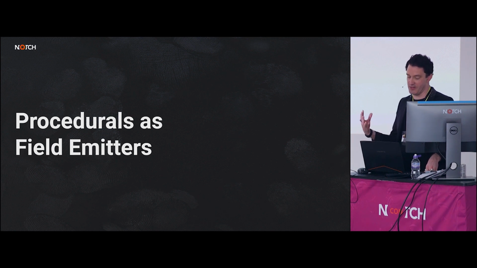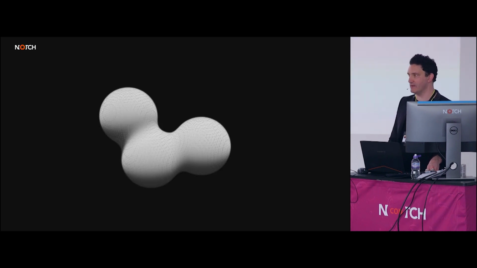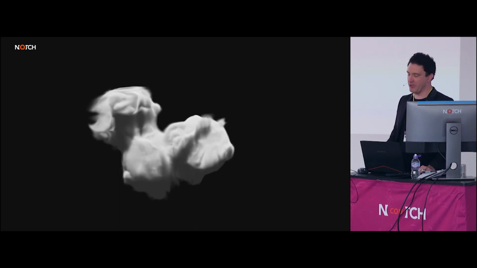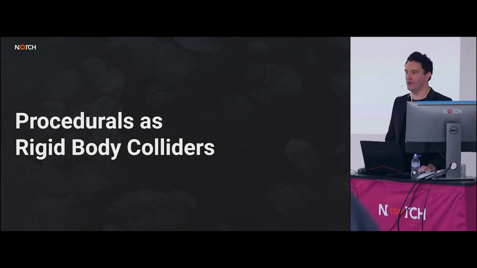So once you've done that, you can use what you've made as an interesting way of emitting things like fields. So here I've got some blobs, and I can just emit that straight into the field. I get this kind of shape just with a field procedural emitter. And I think I've got the wireframe, you can't really see it, and this one. And then I can apply turbulence to that like a field. So it's a really interesting way of emitting shapes. You can use them as rigid body colliders for rigid body physics, which I cover a bit more in detail in the rigid bodies session later on this afternoon.